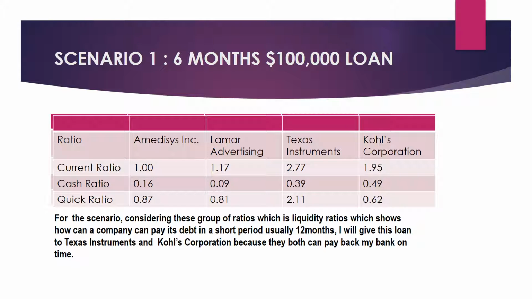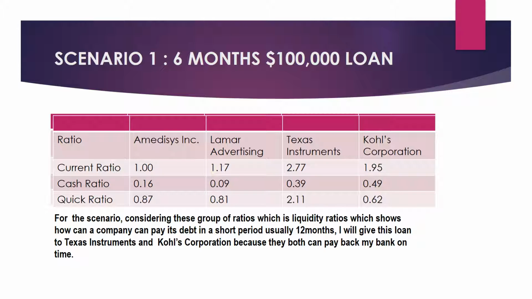For scenario 1, the 6-month $100,000 loan, I measured the current ratio: Amadis's was 1, Lamar Advertising was 1.17, Texas Instrument had 2.77, and Kohl's Corporation had 1.95. For the cash ratio, Amadis's had 0.16, Lamar had 0.09, Texas Instrument had 0.39, and Kohl's had 0.49. For the quick ratio, Amadis's had 0.87, Lamar had 0.81, Texas Instrument had 2.11, and Kohl's Corporation had 0.62.